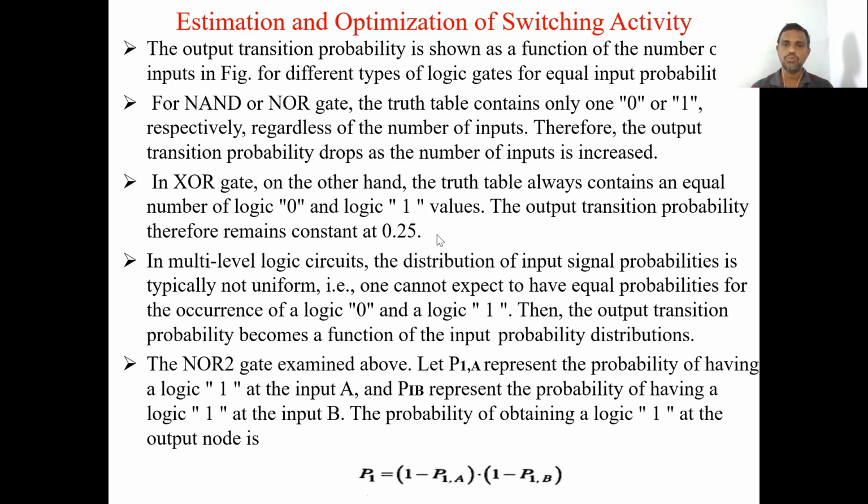That is 0.25. Whatever the inputs you are taking for the XOR gate, the logic 0 and logic 1 obtained at the output side will be equal in number. Because of that, whatever input you consider for an XOR gate, the probability of power consuming transition is 0.25. So that is one point.